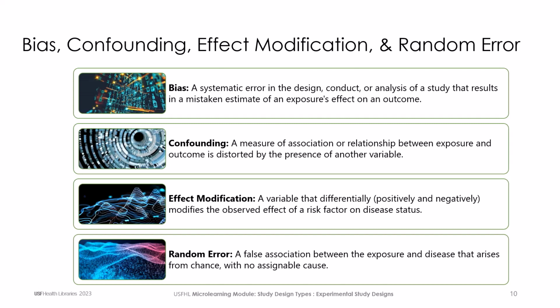Bias is a systematic error in design, conduct, or analysis of a study that results in a mistaken estimate of an exposure's effect on an outcome. Confounding occurs when a measure of association or relationship between exposure and outcome is distorted by the presence of another variable. This may cause over or underestimation of the true effect affecting causality. Effect modification occurs when a variable differentially, positively or negatively, modifies the observed effect of a risk factor on disease status. Random error occurs when a false association between the exposure and disease arises from chance with no assignable cause.